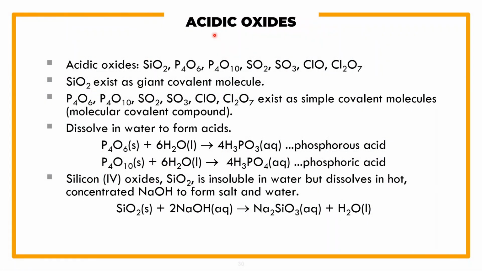Lastly is the acidic oxides. So these oxides are formed from the reaction between silicon and other nonmetals with oxygen, and these are the examples of the acidic oxides. So from all these oxides, silicon oxide exists as a giant covalent molecule. Meanwhile, all these oxides exist as simple covalent molecules. So there's a huge difference over here.